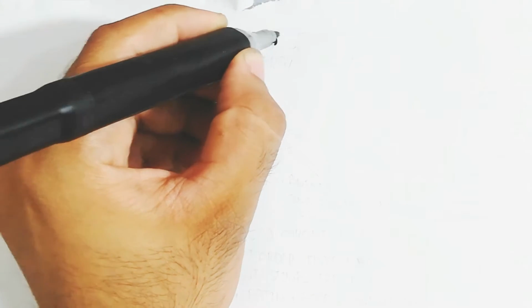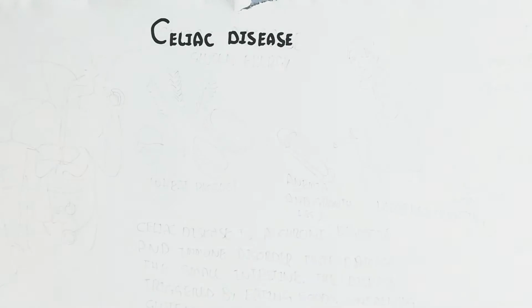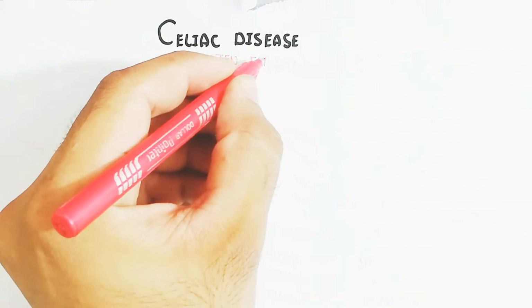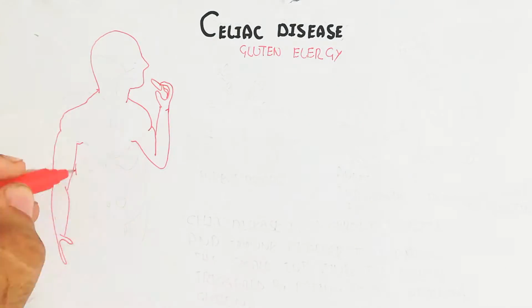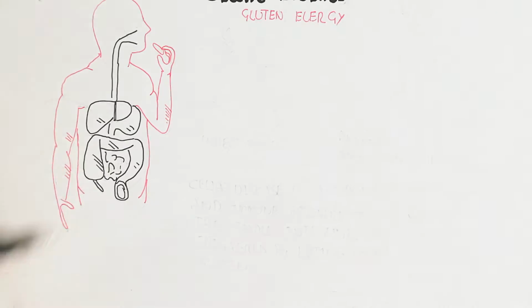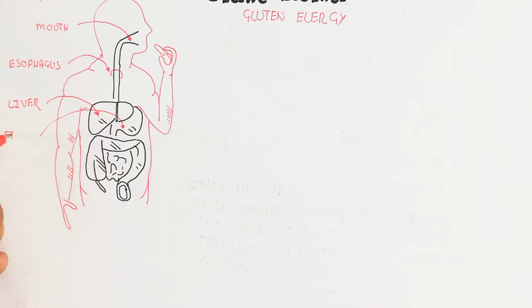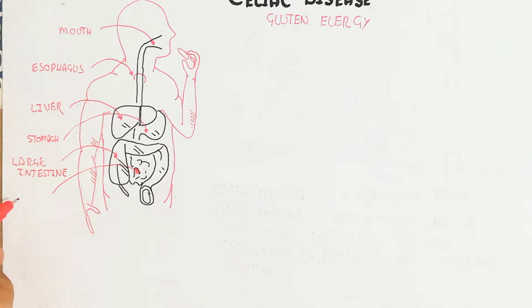Hello, in this video we will discuss celiac disease. Celiac disease is a gluten allergy, where gluten is a protein present in wheat and wheat products. After digestion, gluten produces something that is the allergen for us. The mouth, esophagus, liver, stomach, small intestine, large intestine, anus, rectum, and appendix are all parts of the digestive system.